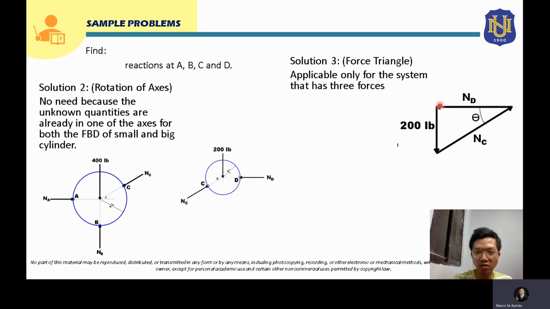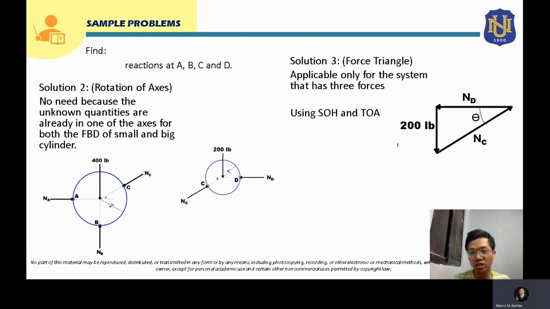So our 200 pound is vertical and it is directed downward, and then N sub C is directed this way, and this is theta from the horizontal. And N sub D is actually horizontal, and it is directed this way. So from here we can see that this is a right triangle, and we already know the value of theta, so we can solve for N sub D and N sub C.